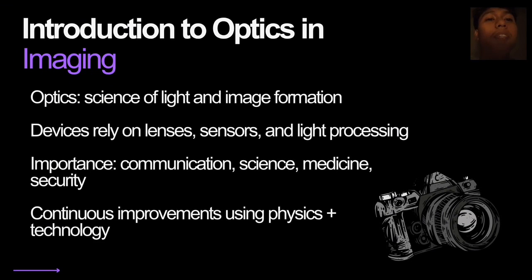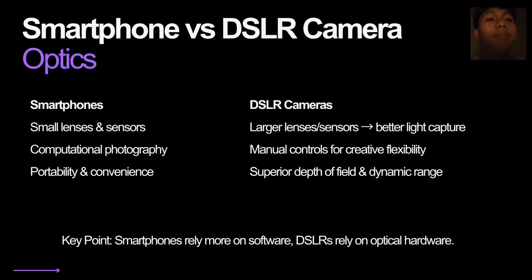So first, optics is the science of light and how we form images using lenses and sensors. Many devices in our daily lives rely on optics, from photography to scientific research. As technology advances, both physics and software play key roles in improving image quality. So let's start with cameras.